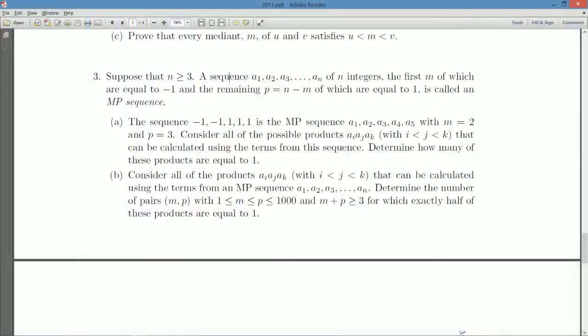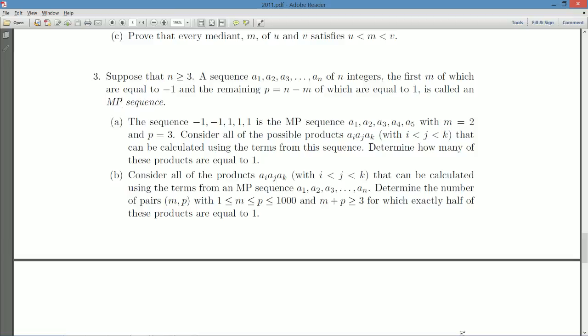Suppose that n is greater than 3. A sequence a1, a2, a3, all the way up to an of n integers, the first m of which are equal to -1, and the remaining p equals n minus m of which are equal to 1, is called an MP sequence. Okay, so minus 1s and positive 1s, that's where we're getting the m and the p from. Part a: the sequence -1, -1, 1, 1, 1 is the MP sequence a1, a2, a3, a4, a5 with m equal 2 and p equal 3.